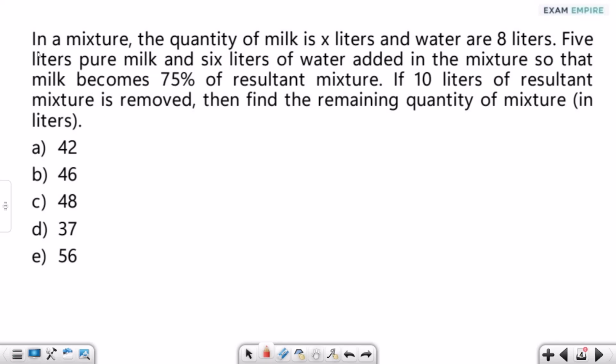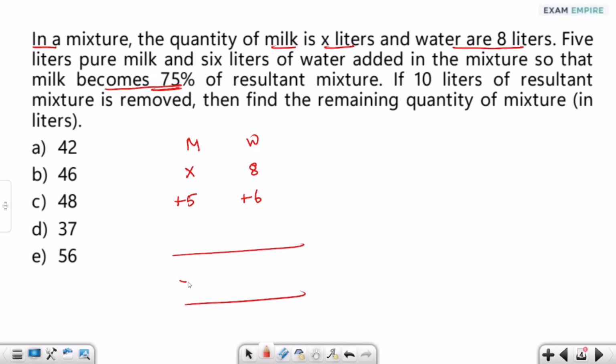Hope you have solved. So now let's solve the question. In a mixture, the quantity of milk is X liters and water is 8 liters. 5 liters of pure milk and 6 liters of water are added to the mixture, so that milk becomes 75% of the resultant mixture.